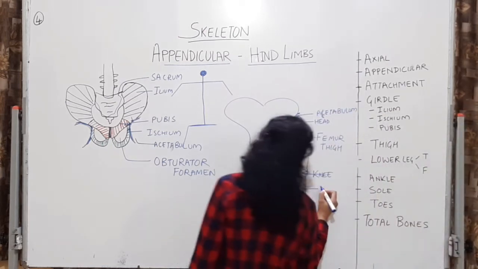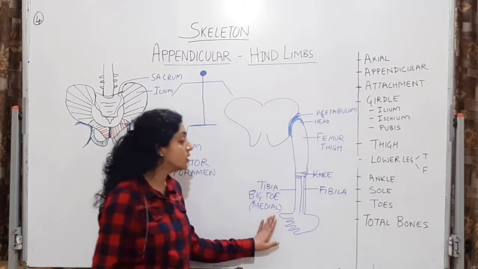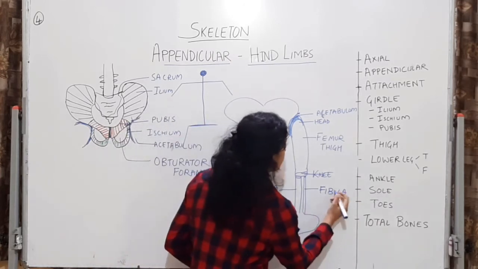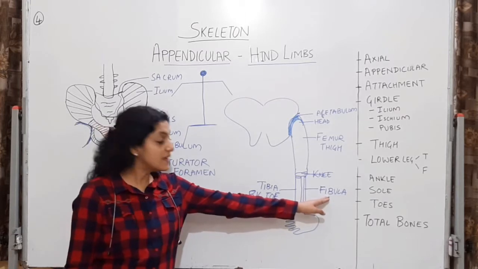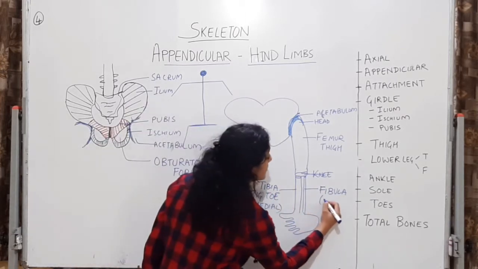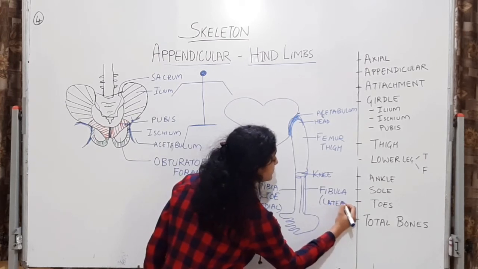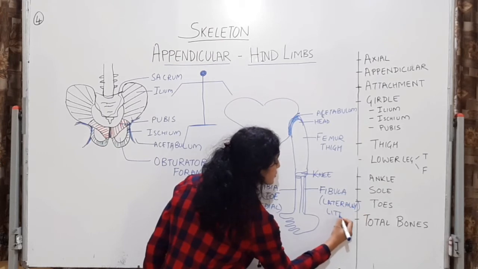Whereas fibula is a less stronger or it's a thinner bone as compared to the tibia. Fibula is a less stronger bone. It's a thinner bone as compared to tibia. Fibula will be laterally located. It will be located towards the little toe side.